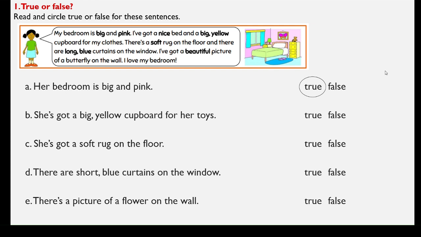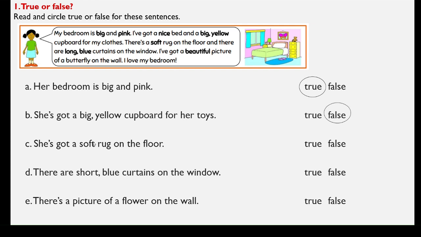And stop. Let's check your answers. Here we have an example. Her bedroom is big and pink. Let's see. My bedroom is big and pink. So this sentence is true. The second one is: she's got a big yellow cupboard for her toys. Let's see. I've got a nice bed and a big yellow cupboard for my clothes. Here we have toys. So the sentence is false.